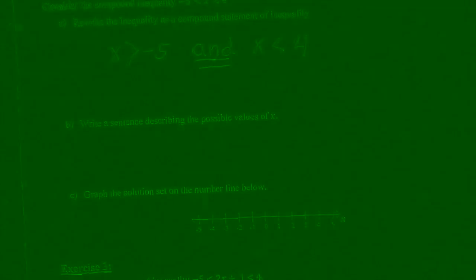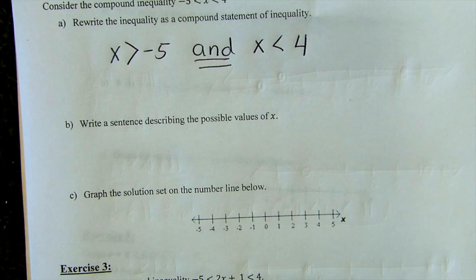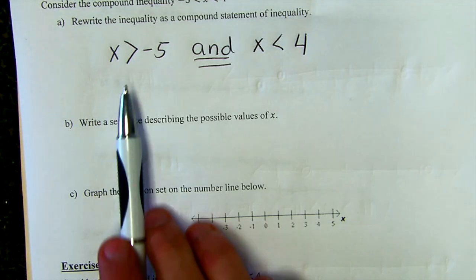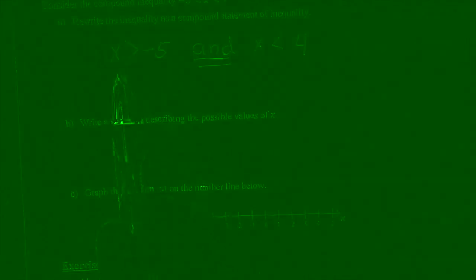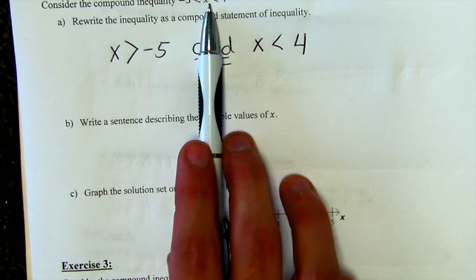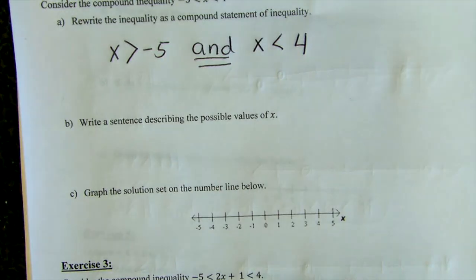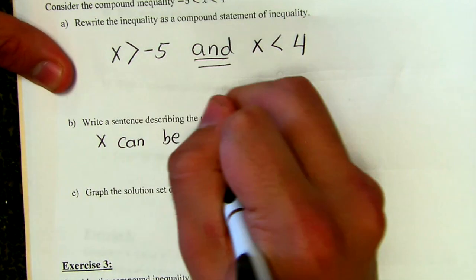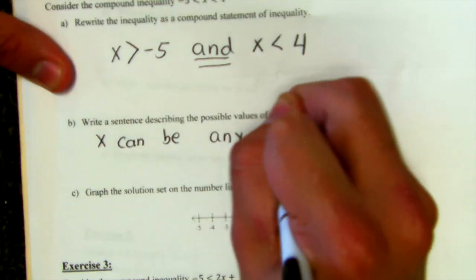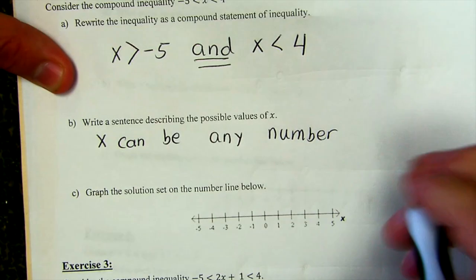So it says to write a sentence describing the possible values of x. So if we look at this, x can be any value between negative 5 and 4. And that's what this has up here. That x has to be greater than negative 5, and x also has to be less than 4. So to write a sentence describing the possible values, x can be any number between negative 5 and 4.